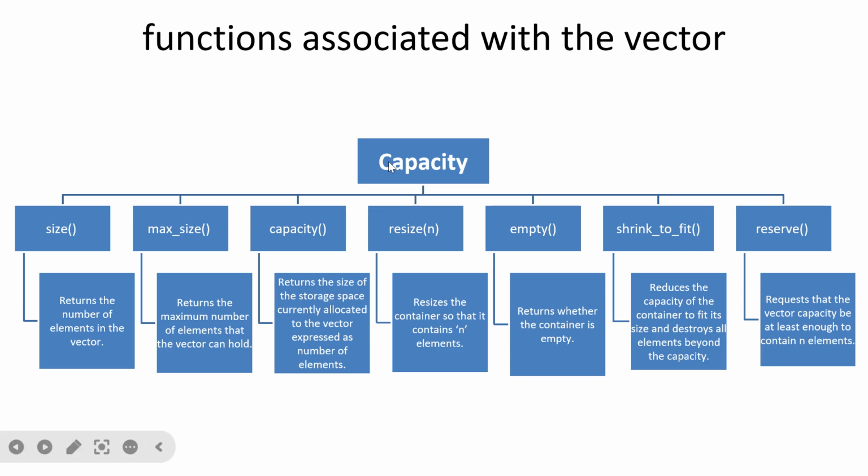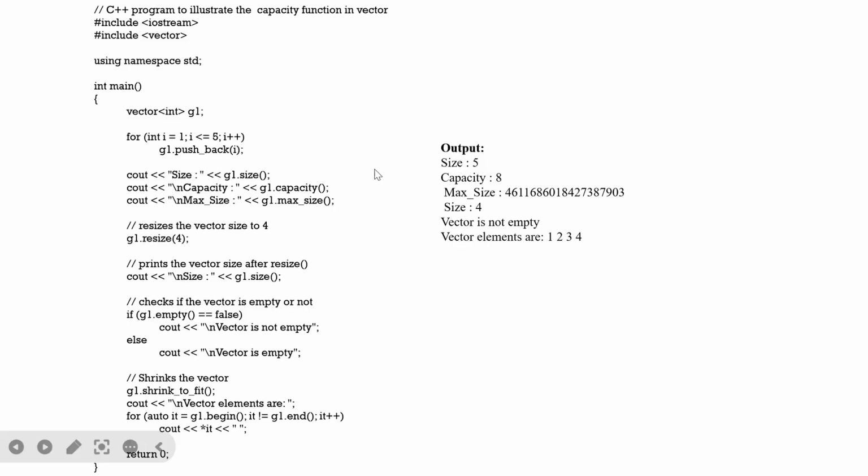Next is about the capacity. In capacity we have functions like size, max_size, capacity, resize, empty, shrink_to_fit and reserve. In this program we use g1.size, capacity, and max_size. Size is used to print the size of the vector. Here we asked to print 1 to 5, so the size is 5. Capacity is 8. According to the system it will show the limit, and the maximum size of the particular vector will also be shown here.